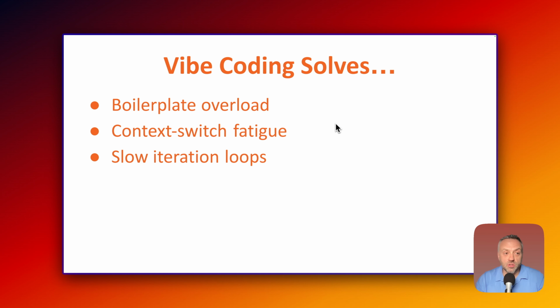Vibe coding solves boilerplate overload, context switching fatigue, and slow iteration loops. So you want to minimize boilerplate as much as possible. You want to minimize context switching as much as possible when you're building apps between documentation, users, front end, back end, APIs, stuff like that. And you want to increase your iteration loops by as much as possible. You want to make them as fast as possible, and this is what vibe coding solves.